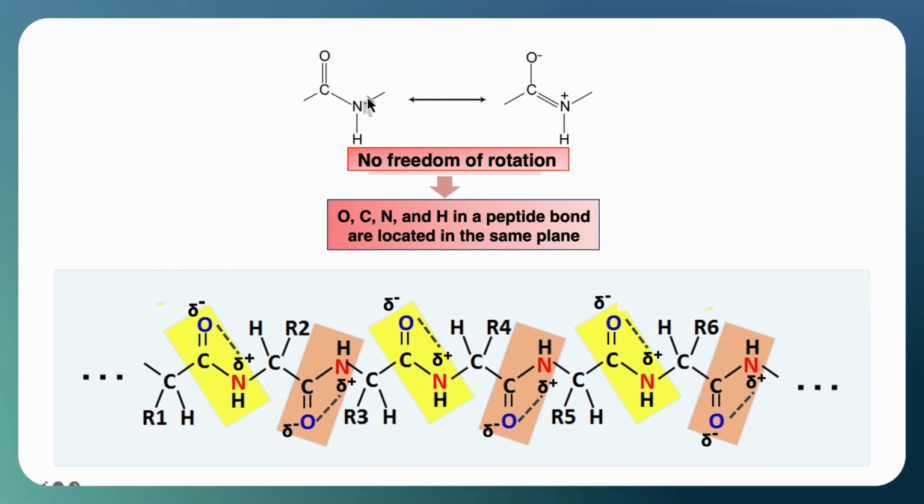The peptide bond in the protein backbone consists of a carbonyl group with a partial negative charge, delta minus, at the oxygen atom, and the nitrogen atom of the amide group having a partial positive charge, delta plus, which attract each other. As a result, the C, O, N, and H atoms involved in a peptide bond cannot freely rotate, and they are arranged in the same plane. Therefore, when observing the protein backbone, the peptide bonds are arranged in the same plane, while the atoms forming the side chains can freely rotate.